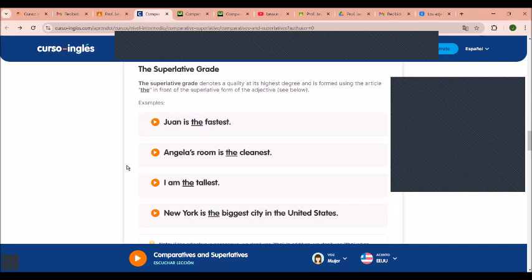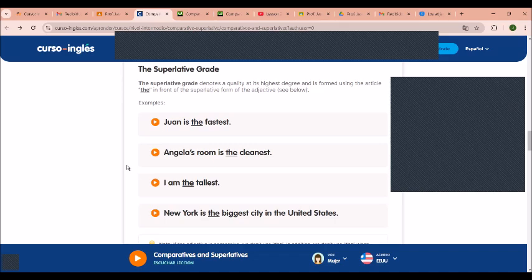All right. In all of these cases, we have more than three items. All right. In a classroom, for example, Juan, Mark, John, we are comparing all three gentlemen. And one person has the highest velocity. So he becomes fastest. Room, cleanest. Person, tallest. City, the biggest. Notice that whenever we see the superlative, we are using also the definitive article, the. This one is the highest degree.